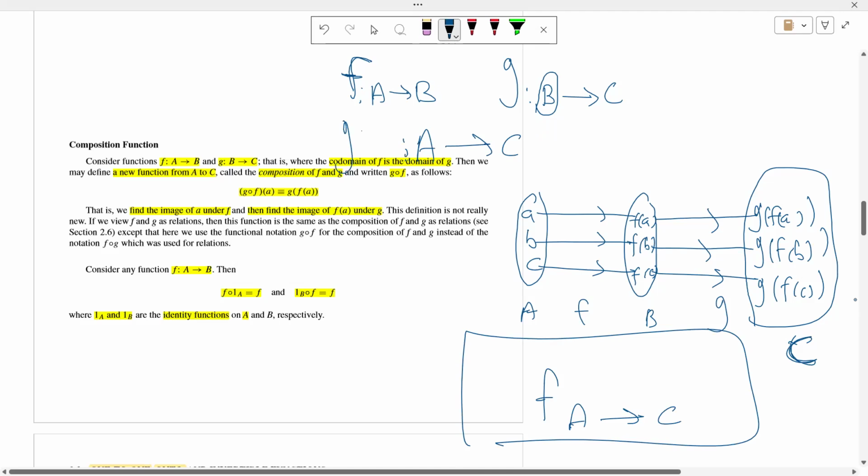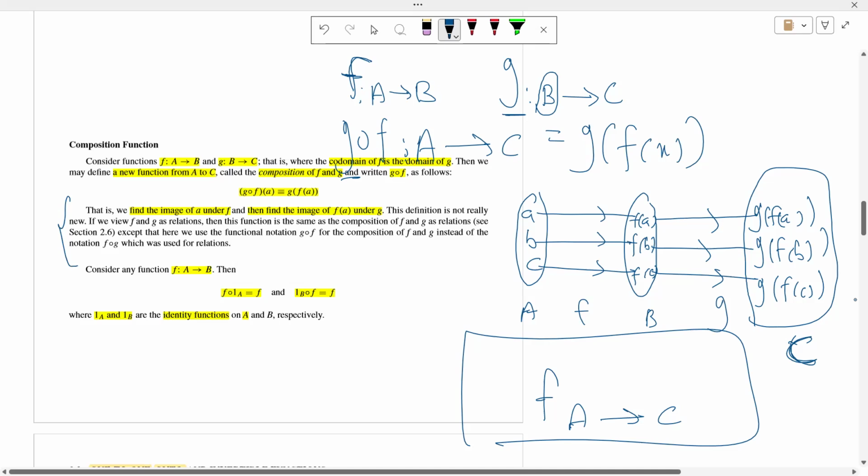We can write the composition of functions as G of F: the second function first, the first function second. So it is equal to G of F of X, or G of F of A. If you need to understand, just read these. They are explaining it well here.